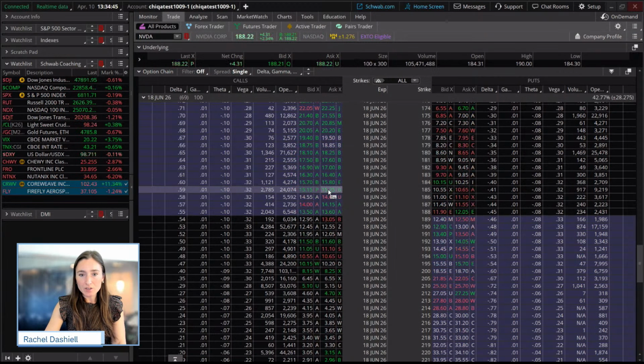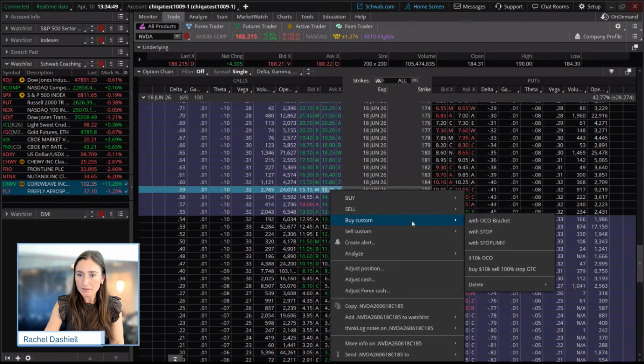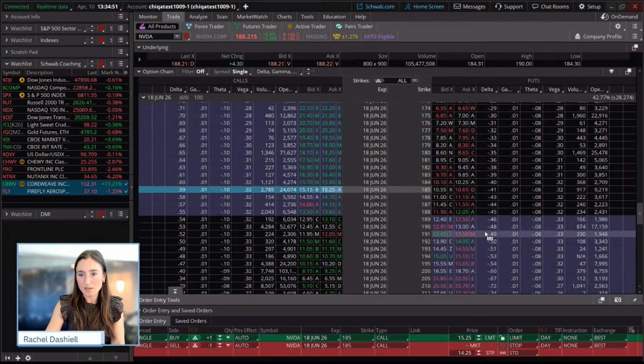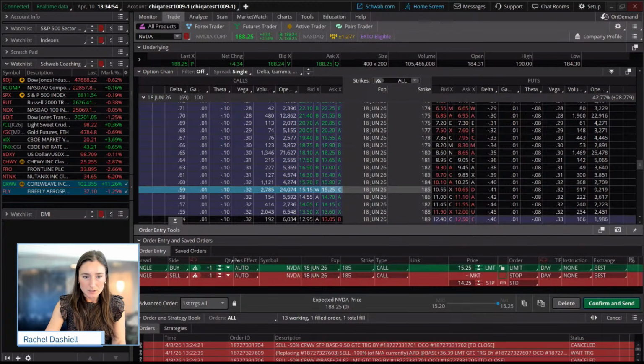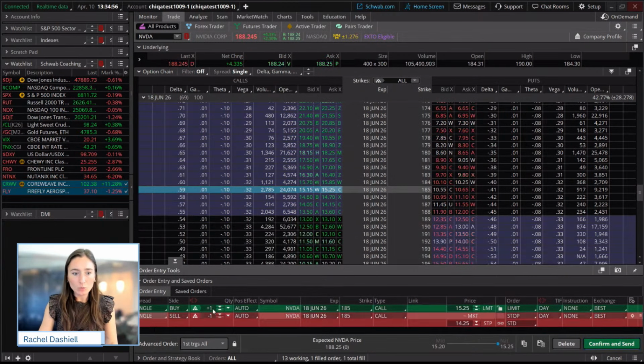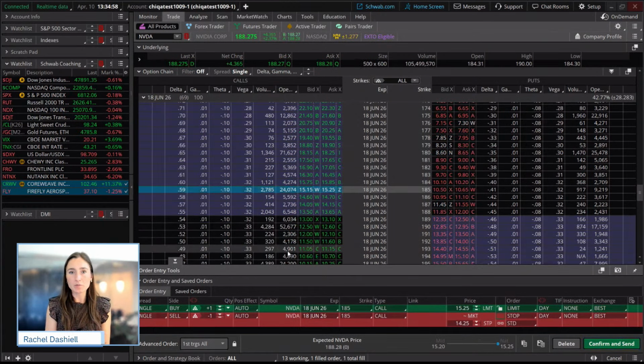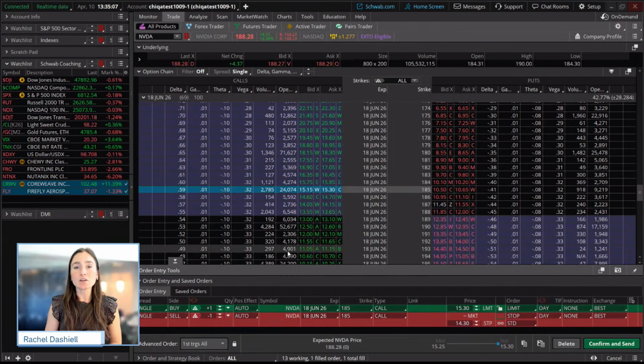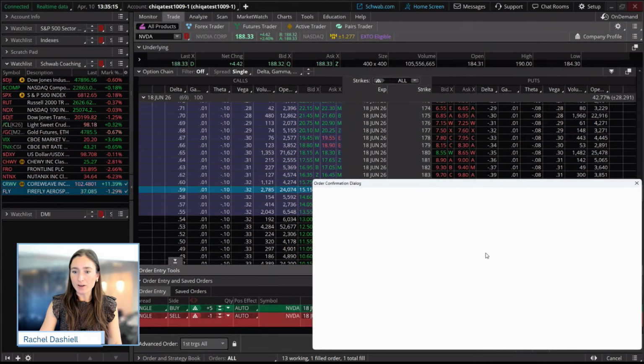And if we're going to buy a call option, we're going to right click on this. We're going to go buy custom, and we're going to use a stop in this case. Okay. Now, we want to stay within the risk parameters of our account. So this account started with $200,000. We are not going to risk more than 5% of the account. So that gives us about a $10,000 position size or so. So we're going to only take a position that is about 5 contracts.